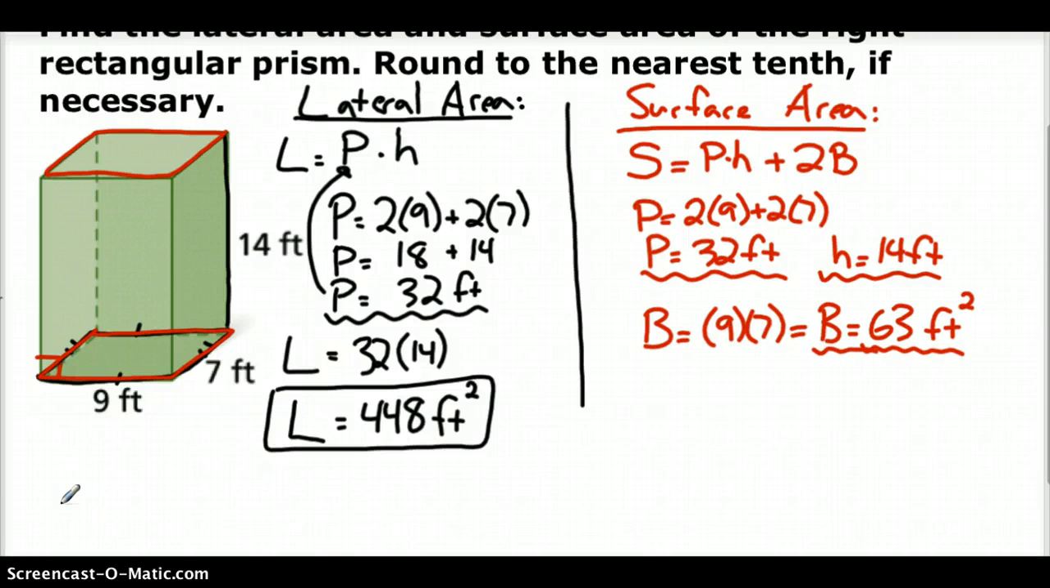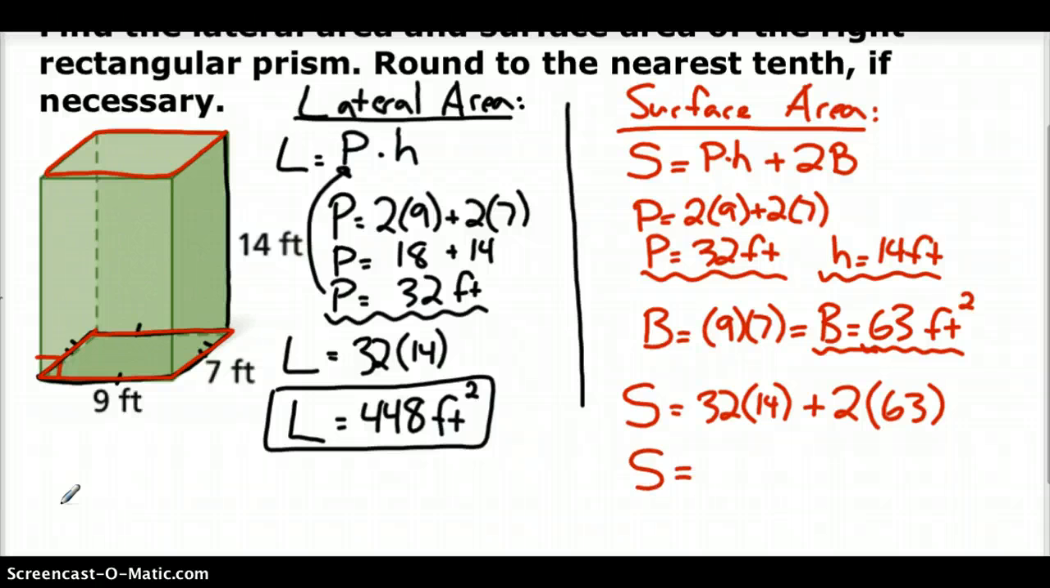At this point, I'm going to plug in all of our known information to figure out our surface area. Our surface area is equal to the perimeter, which is 32, multiplied by our height, which is 14, plus 2 multiplied by the area of our base, which is 63 square feet. Now I can put this into my calculator and we will have our final answer. So this will be 32 times 14, which equals 448, plus 2 times 63, which gives us 574. So the surface area of our entire prism is 574 square feet.